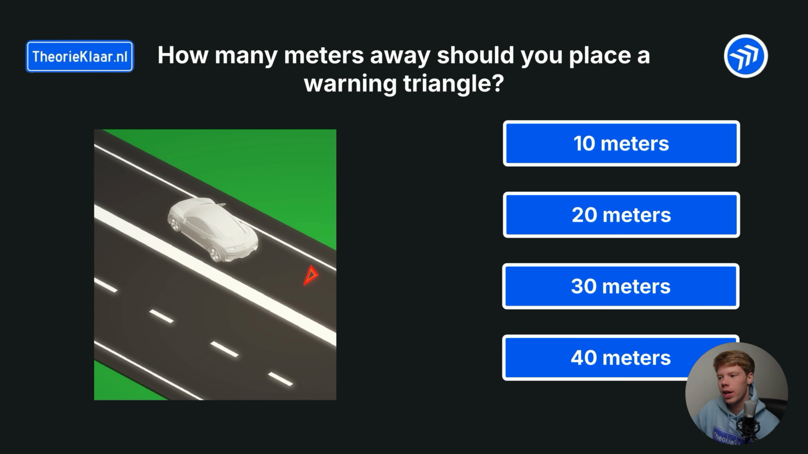How many meters away should you place a warning triangle? Is that 10 meters, 20 meters, 30 meters or 40 meters? Then the right answer is 30 meters. And keep in mind, a warning triangle is not mandatory in the Netherlands. But if you are going to use a warning triangle, make sure it is at 30 meters distance.